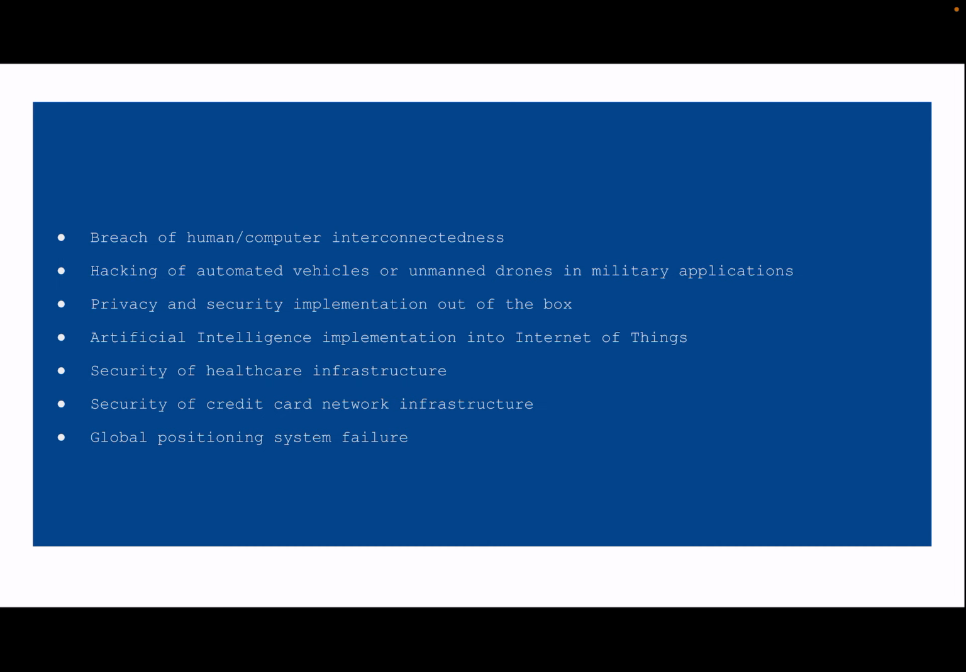These include breach of human-computer interconnection, such as hacking of nanobots or brain-implanted devices, and what that would look like. Hacking of autonomous vehicles that could possibly cause serious harm if the extant abilities reach the point where they are able to physically control a vehicle remotely. Privacy implemented out of the box rather than with patchwork. AI implementation into the networks to make the best possible decisions. Not sure which industry could benefit most from something like this.